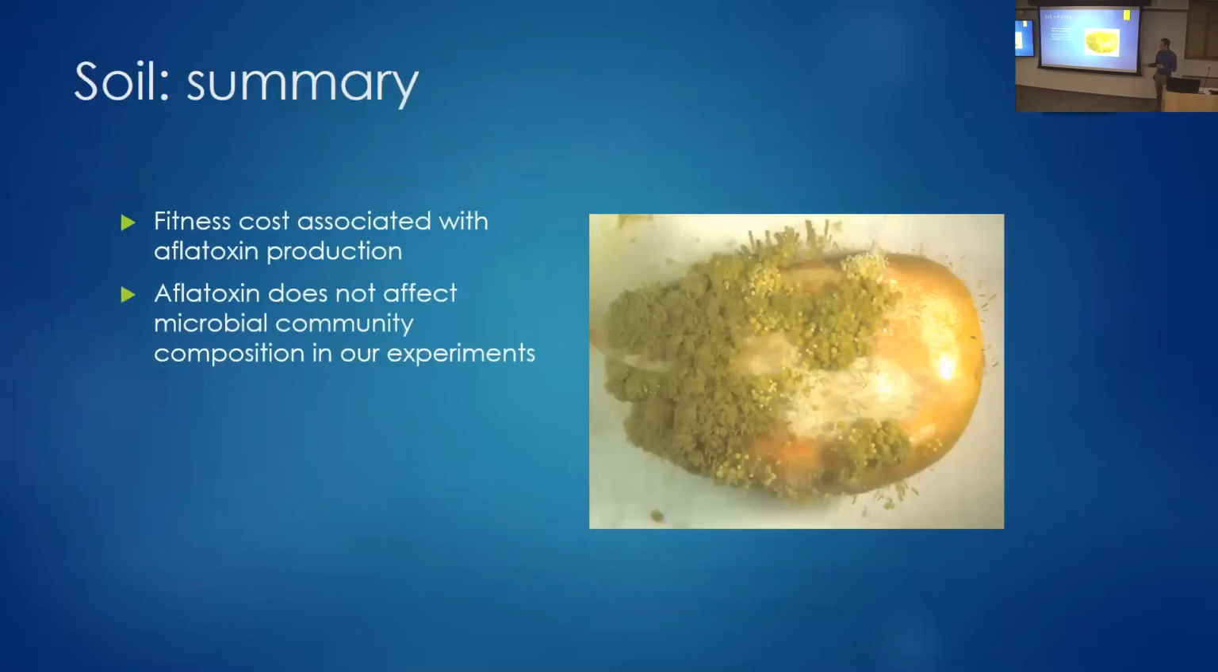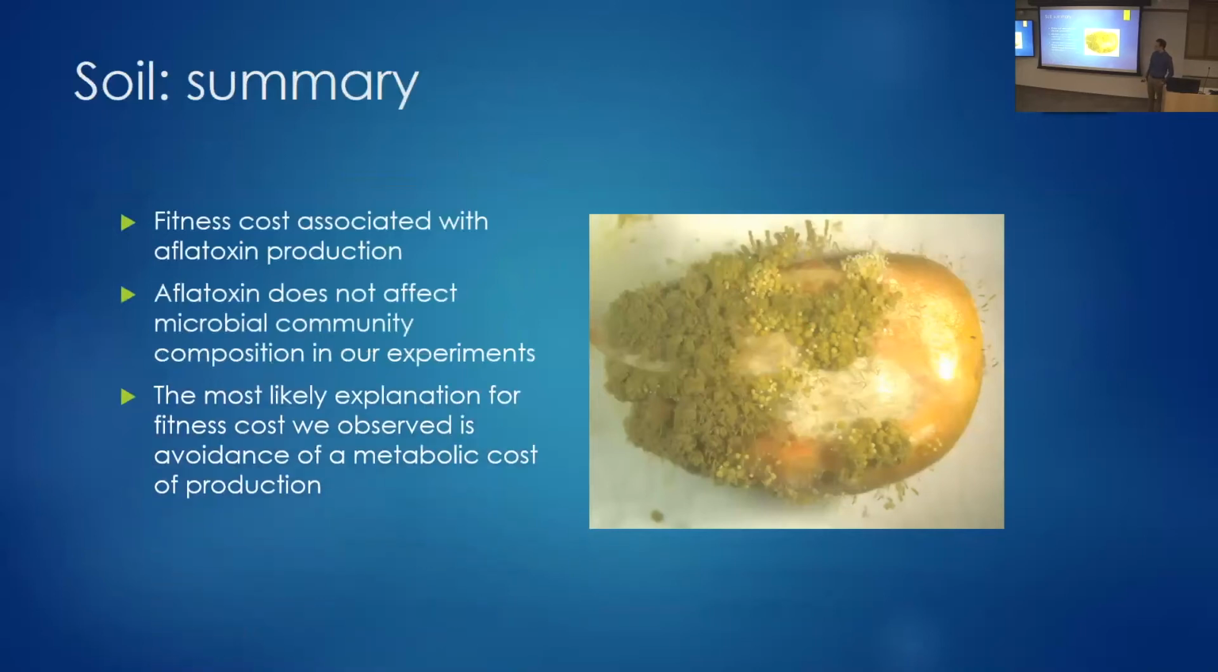And this may be because aflatoxin doesn't seem to have much effect in the soil environment. It's degraded quickly, as I showed you, and it doesn't seem to change the microbial community composition. And so, as I mentioned earlier, the most likely explanation is that in the soil environment that's low in nutrients, where they're competing with other microbes, the metabolic cost of producing aflatoxin may result in a fitness loss. So this is the simplest explanation for why there would be a benefit to the isolates that don't produce the toxin.